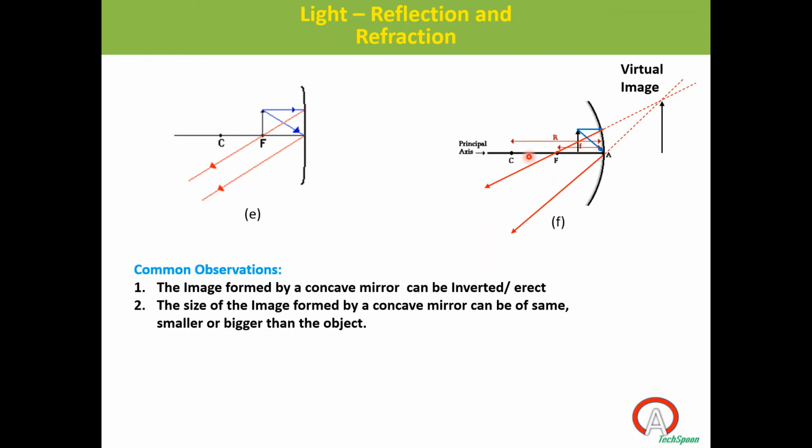Between C and F, that is correct. First point: if you keep the object between F and P, you will also get a bigger image. But what is the difference between C and F? If you keep the object between C and F, you will get a real and enlarged image. But if you keep it between F and P, you will get an enlarged image, but that is not real, that is virtual.